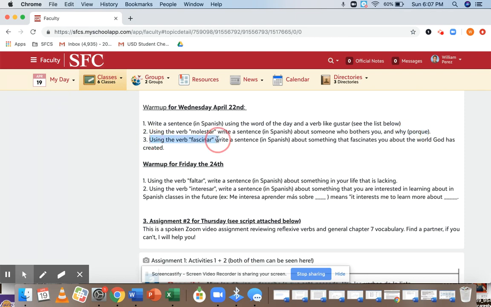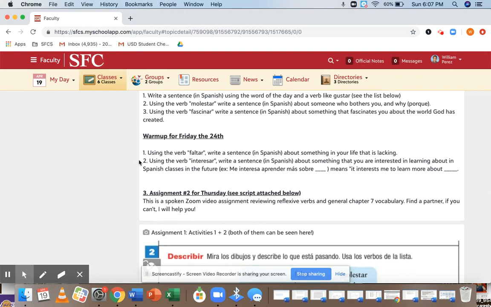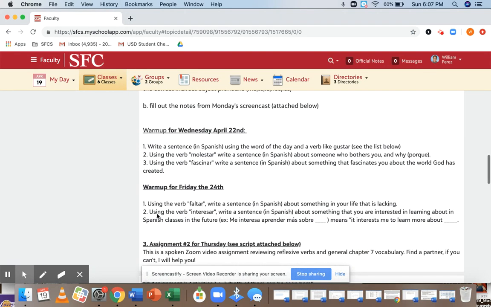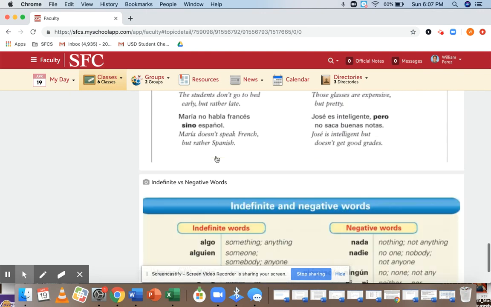And then the third part for the warm-up for Wednesday, using the verb fascinar, which means to fascinate, write a sentence in Spanish about something that fascinates you about the world God has created. All right? Moving on to Friday, using the verb faltar. So see what I'm doing here? We're just using each verb from the verbs like gustar, okay?